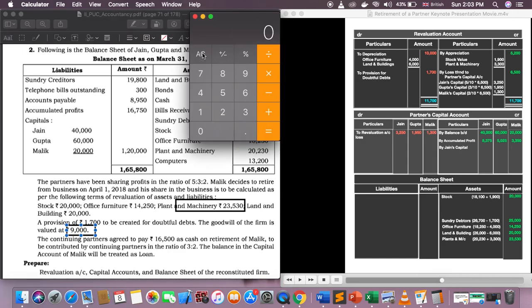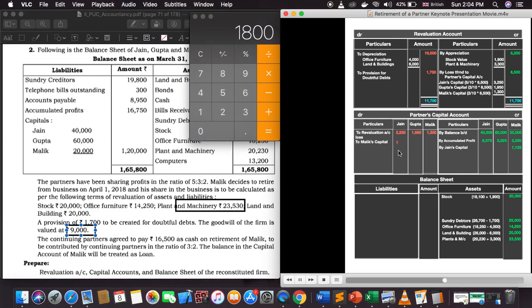So Malik's share is 2 out of 10 into 9,000. That is 1,800. This 1,800 has to be paid by Jane and Gupta, the remaining continuing partners. So we will credit Malik by 1,125, which Jane has to pay. That's why we'll debit her account 1,125, and 675 Gupta has to pay. We'll credit that to Malik's account and we'll debit Gupta's account 675.